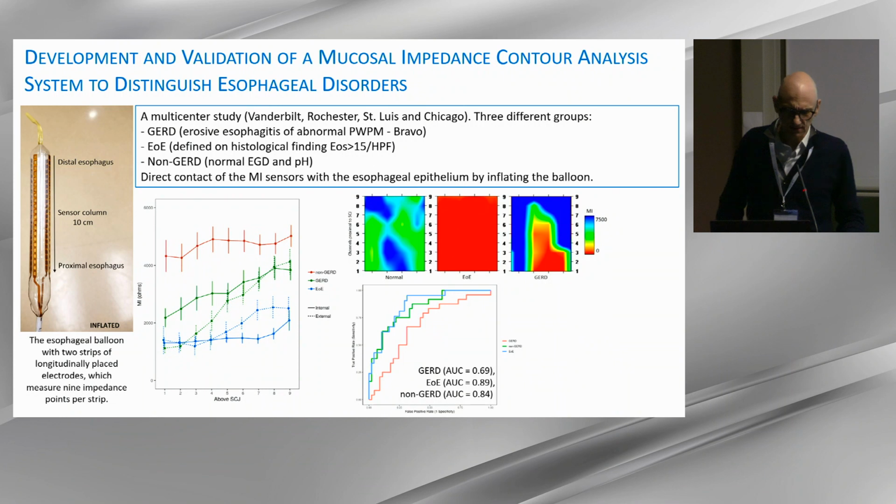This is the most recent and famous study because it used the esophageal balloon with 2 longitudinally placed electrode strips, which measured the impedance, 9 impedance points per strip. It was performed at Vanderbilt and Rochester University for internal validation, and then in St. Louis and Chicago for external validation. They enrolled patients with GERD, erosive esophagitis, and abnormal prolonged wireless pH monitoring, patients with eosinophilic esophagitis defined with histological findings, and non-GERD patients. The technique was very able to differentiate these 3 different groups according to mucosal impedance calculation, and the area under the curve was very promising.